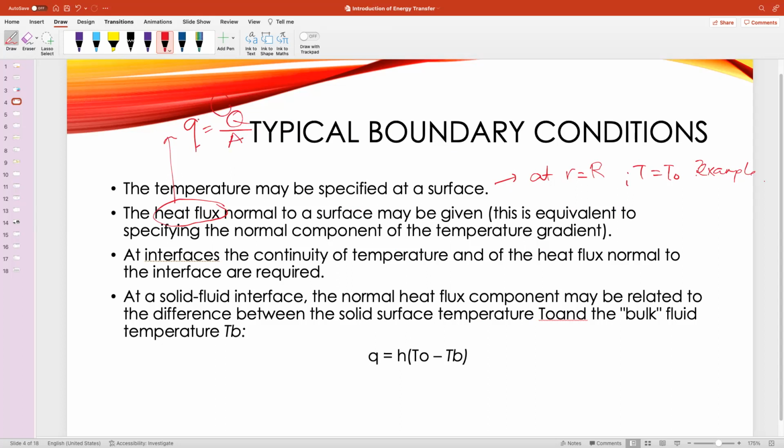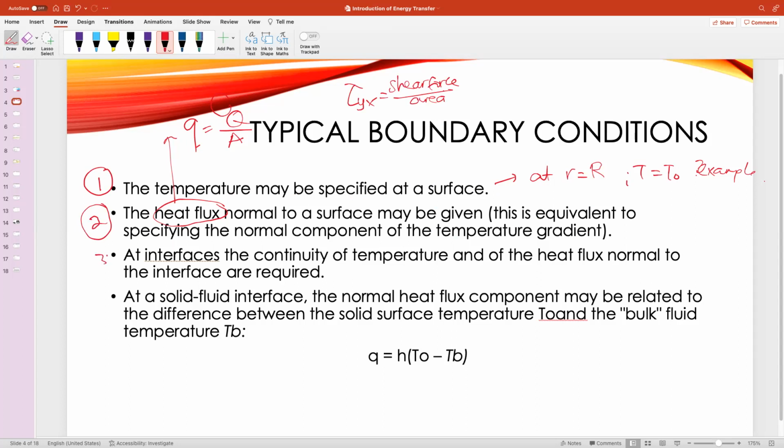Similar to momentum flux, which, for example, is equal to the shear force at that area. Usually the heat flux normal to the surface may be given, which is equivalent to specifying the normal component of the temperature gradient. So this is typical boundary condition number 1, and this is typical boundary condition number 2.